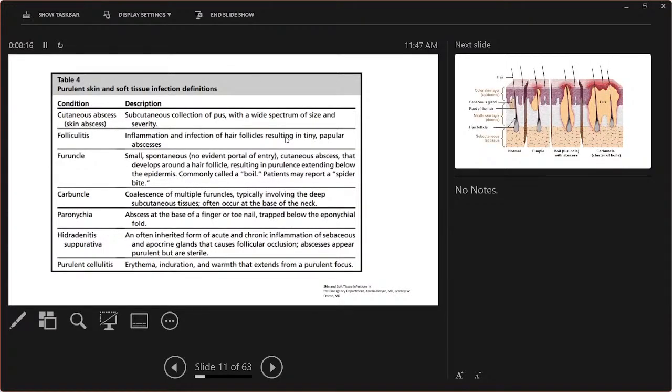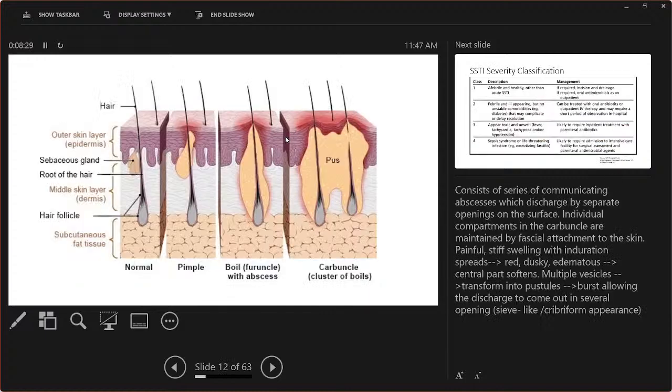This is a classification of the spectrum of skin and soft tissue infection. Cutaneous abscess, which I will explain in further slides. Folliculitis is basically the infection of the hair follicle. In this picture, we can see folliculitis, the infection of the hair follicle.